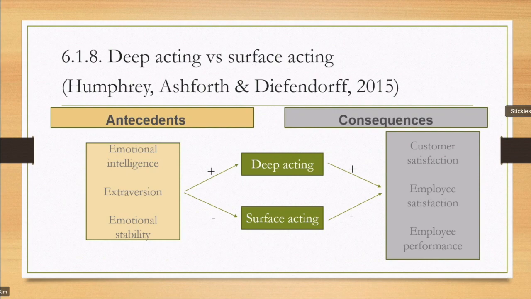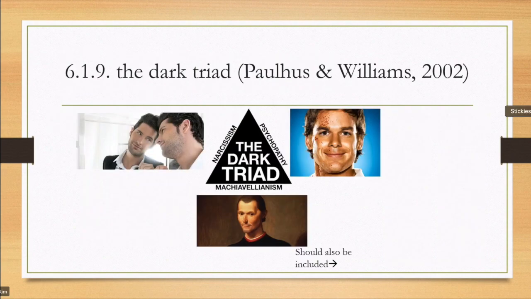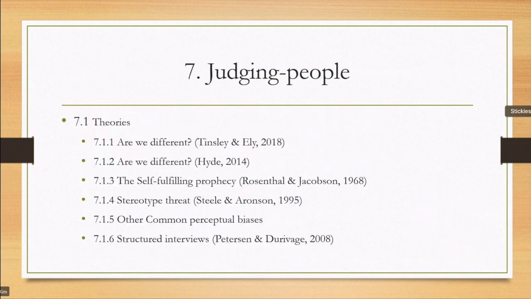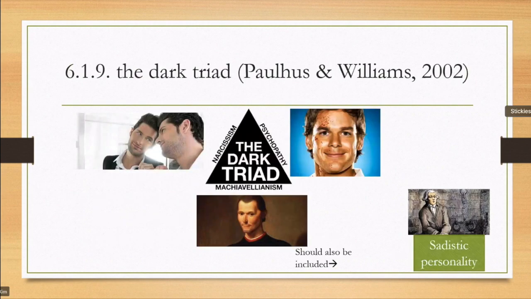Here we go. Deep acting versus surface acting. How this works, of course. Emotional intelligence, extroversion, and emotional stability will definitely contribute positively to deep acting, and the other way around negatively. The dark triad, the three different dark traits. Let's put it that way: it's narcissism, psychopathy, and Machiavellism.